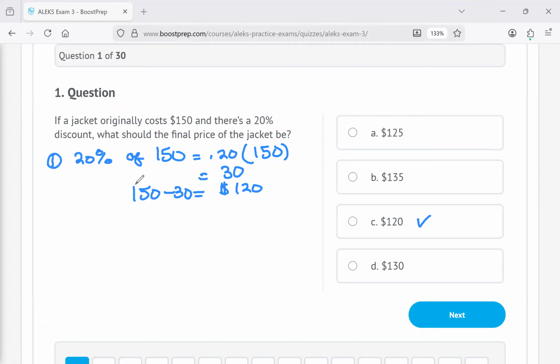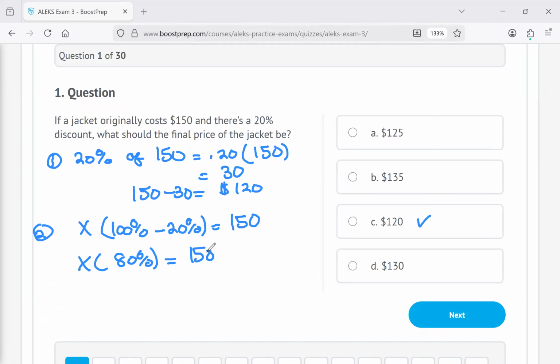So C. Now, what's the other way you could do this? You could set it up as an equation. You could do 100% minus 20%, and then I believe it's going to be X, which represents the new final price, and it's going to equal their original cost, 150. Let's see if we really do get 120. So this is going to be X, and then what's 100 minus 20%? 80%.